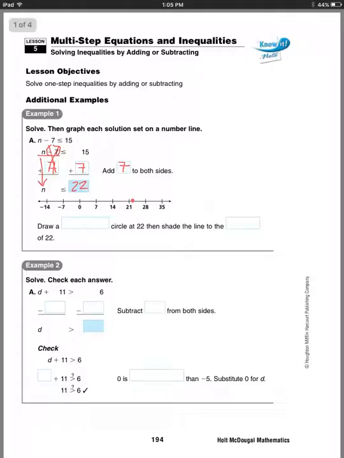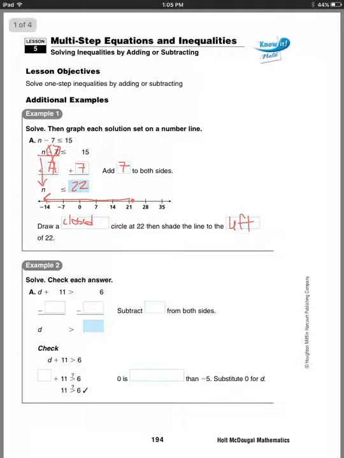And the inequality points to the left, so our arrow is going to point to the left. So we're going to draw a closed circle at 22 and then shade the line to the left of 22.